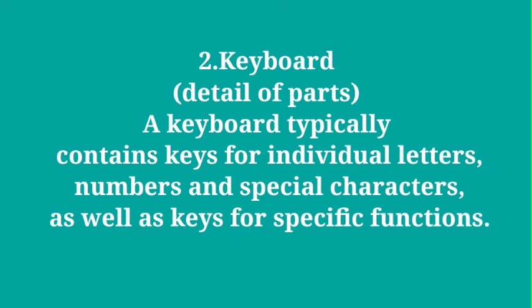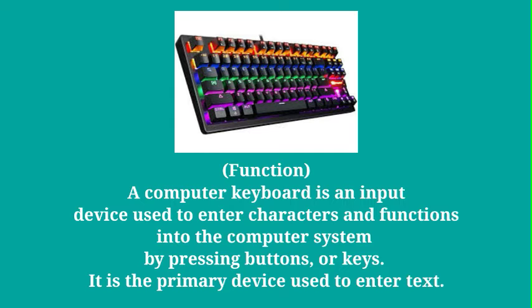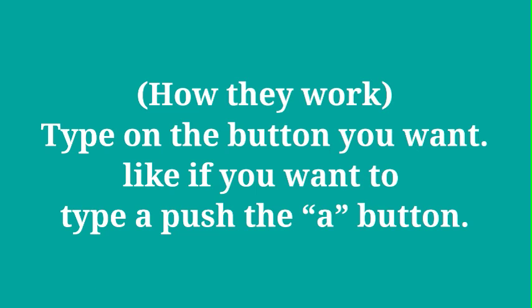Number 2. Keyboard. Details of the part: a keyboard typically contains keys for individual letters, numbers, and special characters, as well as keys for specific functions. Function. A computer keyboard is an input device used to enter characters and functions into the computer system by pressing buttons or keys. It is the primary device used to enter text. How does it work? Tap on the button you want. Like if you want to type A, push the A button.